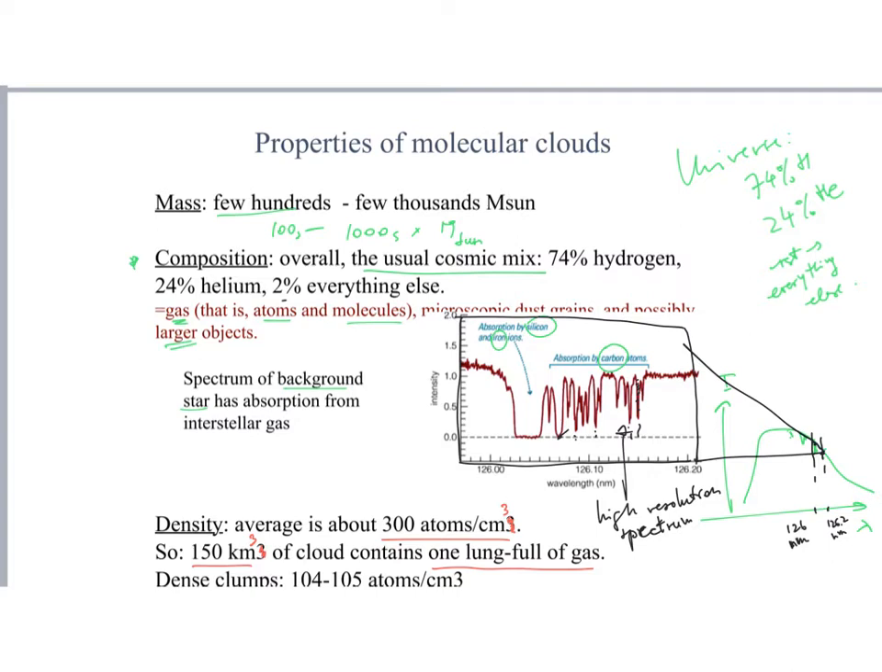So that is on average, but then sometimes there are these dense clumps, look at that, orders of magnitude higher than the average, okay? And these dense clumps are where it's very likely that the stars form.